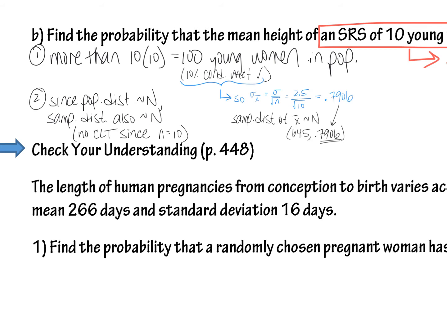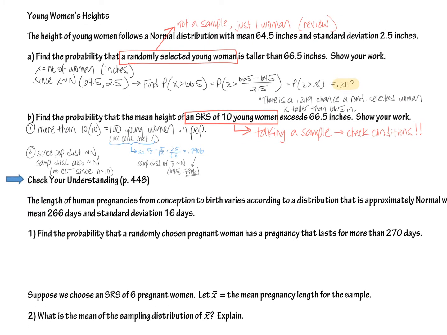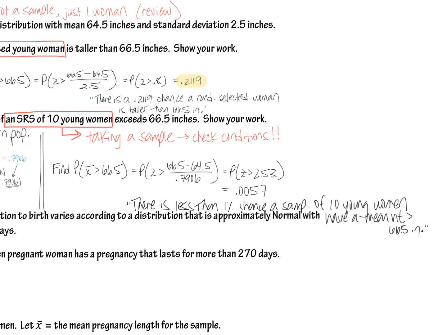So now what I'm going to do is the exact same math that I did in the first question, part A. I'm going to do almost the identical work here, except the only thing that's going to change is my standard deviation because this is a sampling distribution now, so I'm going to replace the 2.5 with this 0.7906. It's going to give me a different probability in the end result. And here finally is what that math looks like.